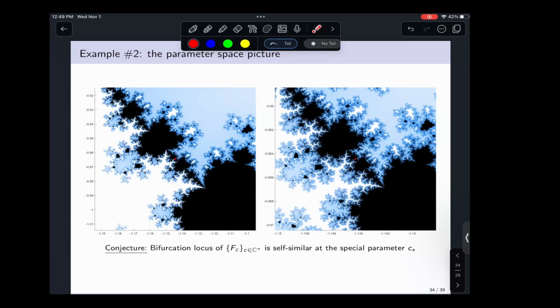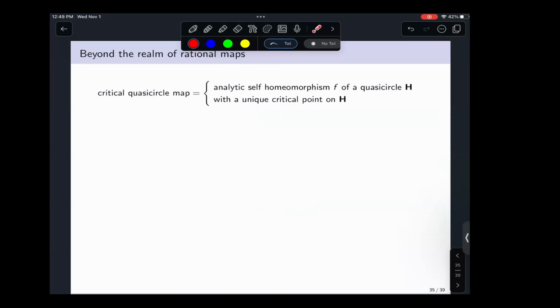And I guess I have a minute or two. I can briefly mention some of the work that follows after this, which is a generalization of what we had earlier. In the realm of rational maps, I can define a dynamical object called critical quasicircle maps. This is similar to critical circle maps, but instead of being supported on the unit circle, I allow this to be supported on a general quasicircle. And I just assume this to have a unique critical point.